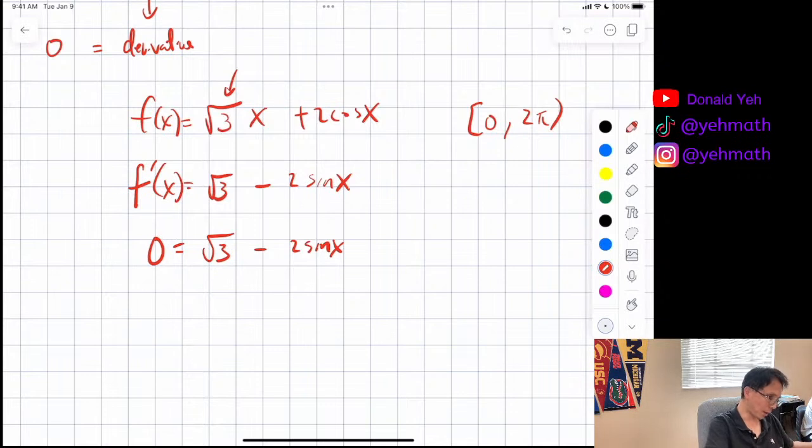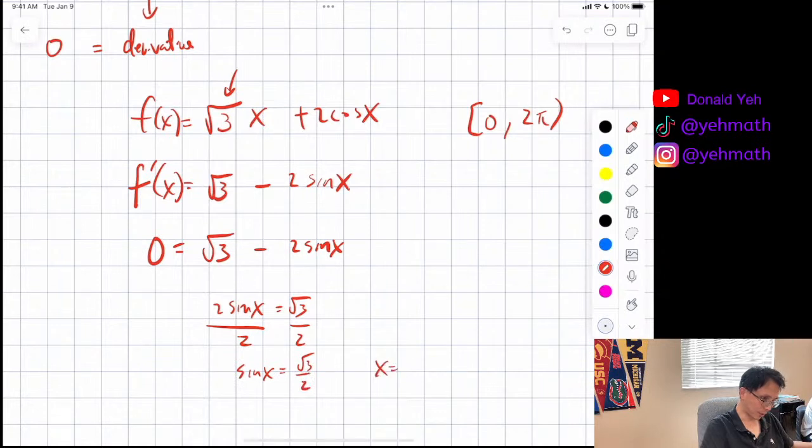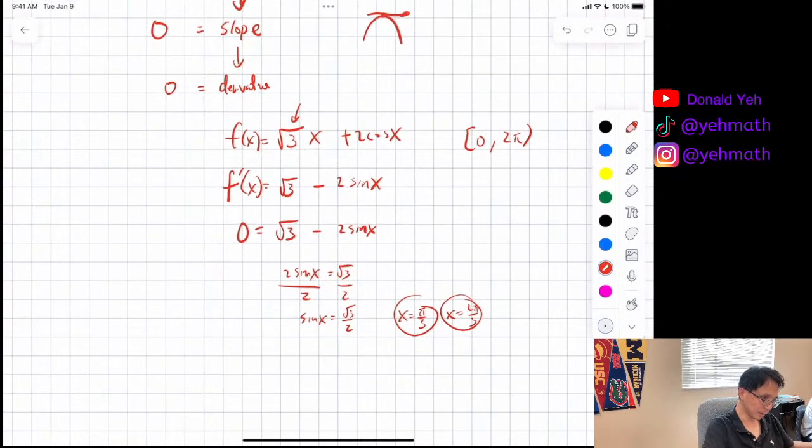So if I solve for it, I move 2 sine of x to the other side, and if I divide by 2, then sine of x equals root 3 over 2, which happens at pi over 3, just like what Madeline says, and x equals 2 pi over 3.